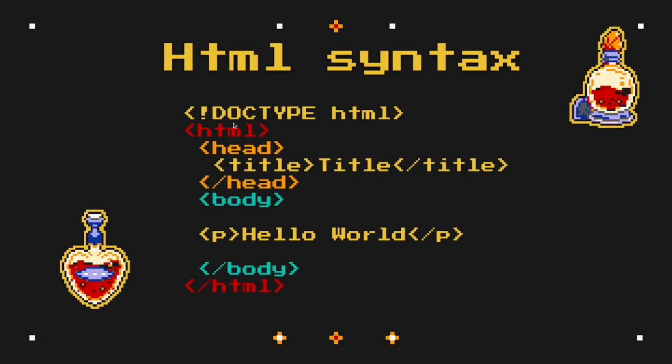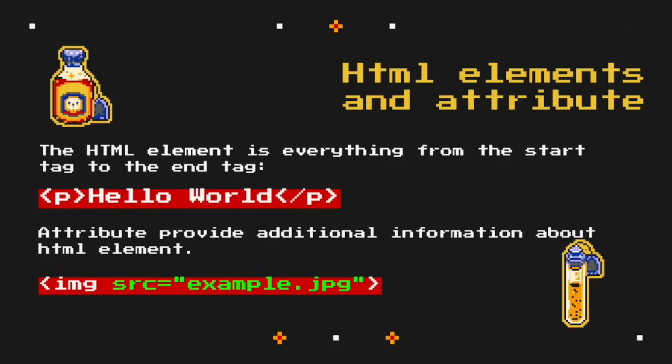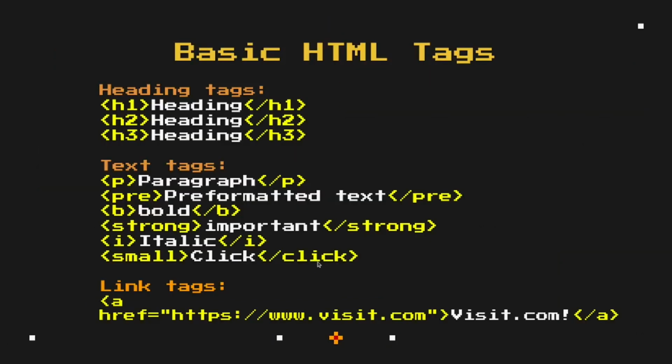Doctype HTML is just for the browser to understand which HTML version is being used. HTML is the root element. Head tag is for metadata. Body is the content, where everything inside the body will be displayed in the web page. Let's move on. I already told elements and attributes. We have elements like p for paragraph, text, image. Heading tag, text tag, link tag, already shown.